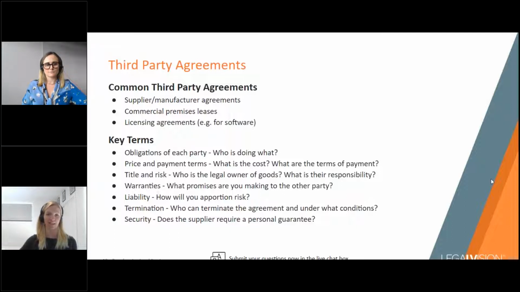Warranties. These are promises. What promises are you making to the other side about your business? It's very important that you look at those to make sure that you can actually give them to the other side. Otherwise, you can technically be in breach of the agreement.